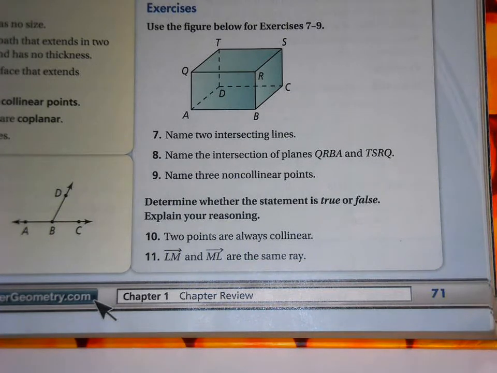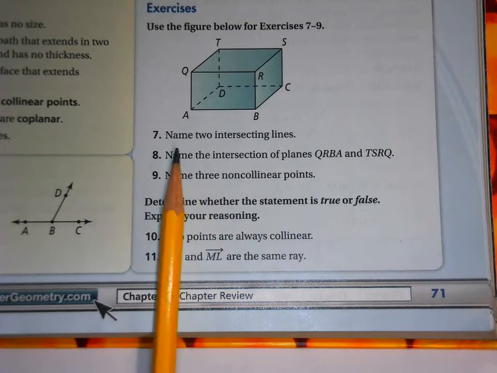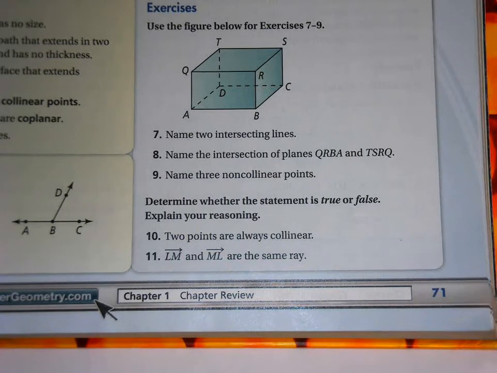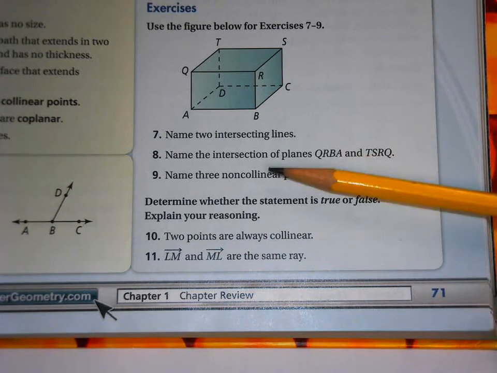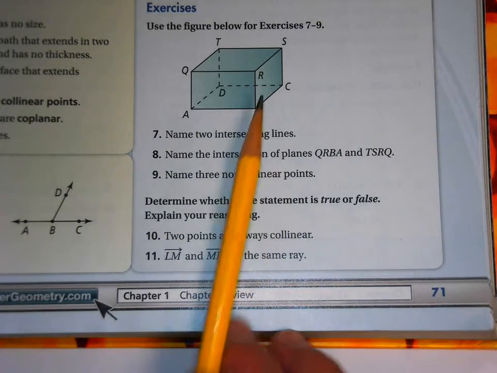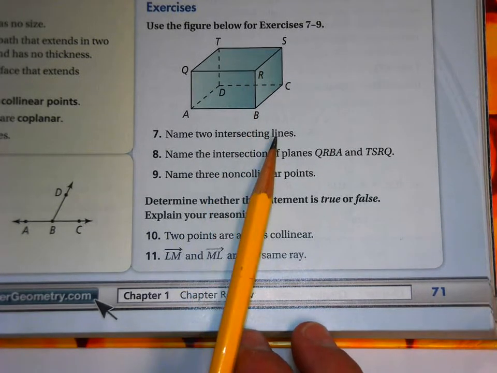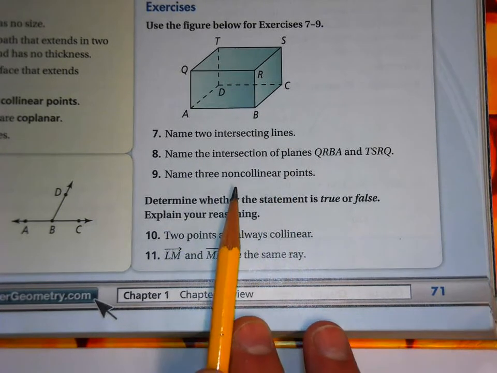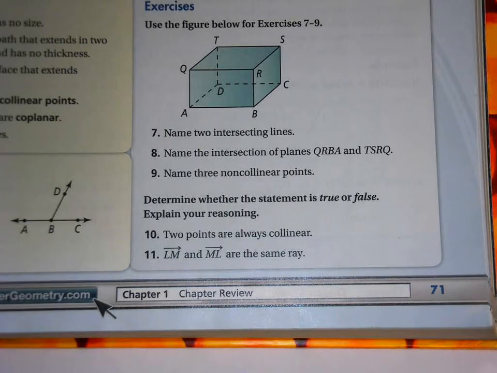So when you're looking over the questions about naming two intersecting lines, name the intersection of planes QRBA and TSRQ, and three non-collinear points. Of course, we're going to have to know what all of these words mean, right? Just looking at these first three questions, we have to know what intersecting means, what lines are, what planes are, what points are, and whatever that word is, by the way, pronounced collinear. So we're going to have to dig into some knowledge.